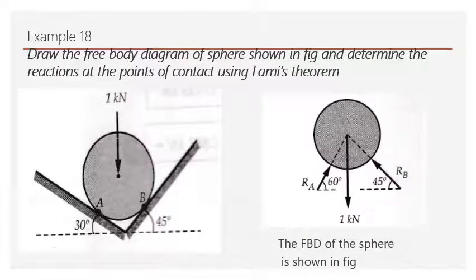Free body diagram. As I told, the reaction at the point A is perpendicular to the line of contact. So the line is inclined at 30 degrees, so the reaction will be 90 minus 30, that is 60 degrees with the horizontal, or if you want to consider with the vertical, it would be 30 degrees with the vertical. Here at the point B, again perpendicular to the line of contact, that means 90 minus 45, that is 45. 1 kilonewton is the weight of the sphere. This is the free body diagram of the sphere.